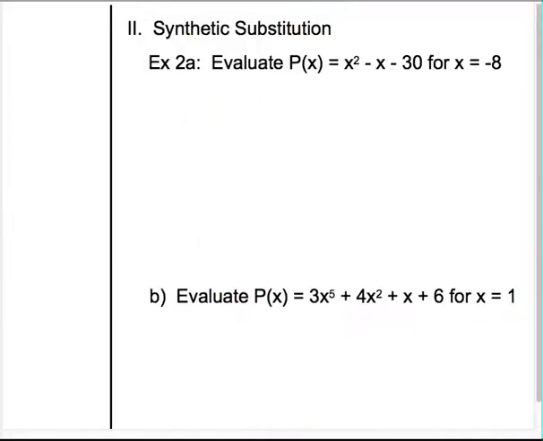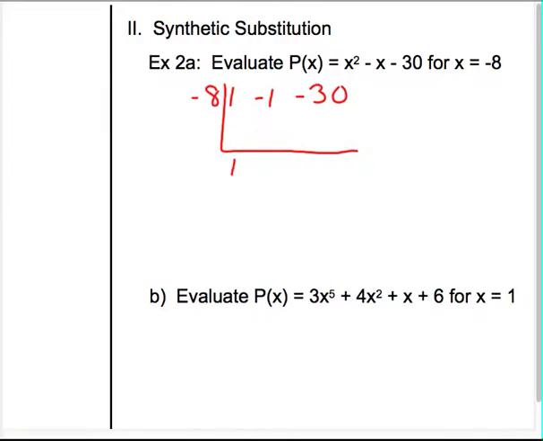All right, synthetic substitution is a way to evaluate a polynomial using a very similar method to synthetic division. So again, I'm going to start by setting up my coefficients inside the box, 1x squared minus 1x minus 30. It's got to be in standard form again. This time, because we're actually evaluating x equals negative 8, we use the negative 8. We don't make it opposite with synthetic substitution. And then the process is the same.